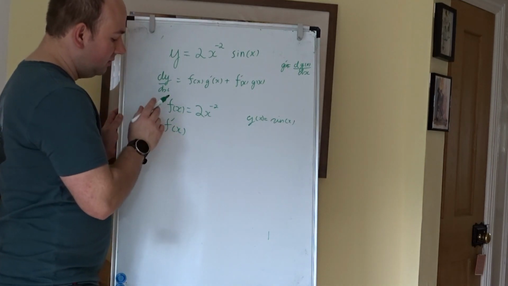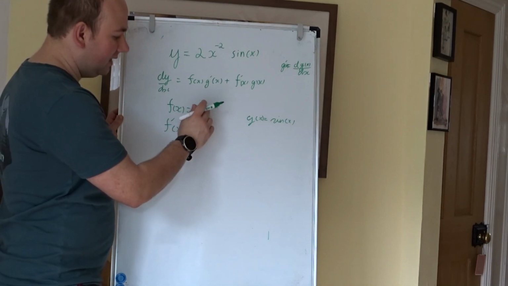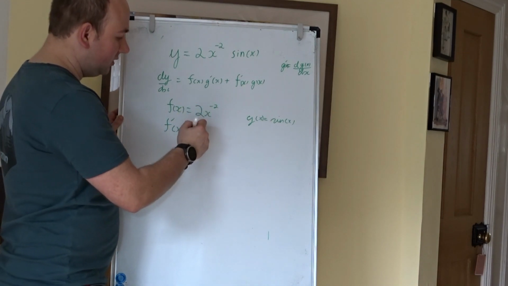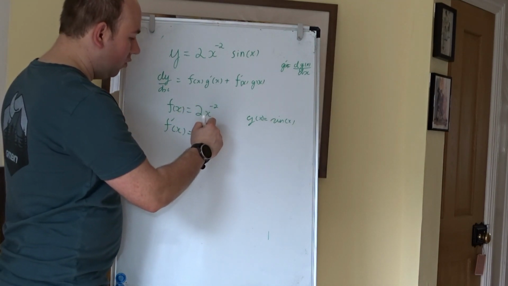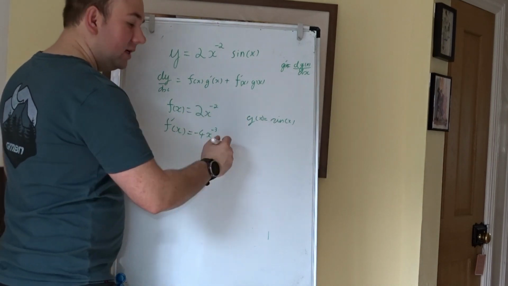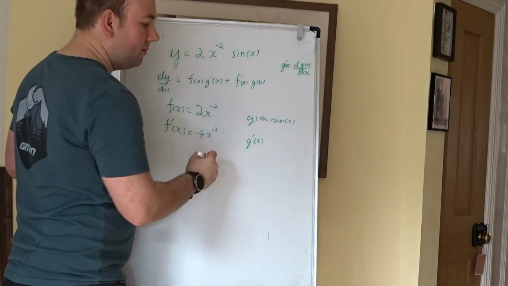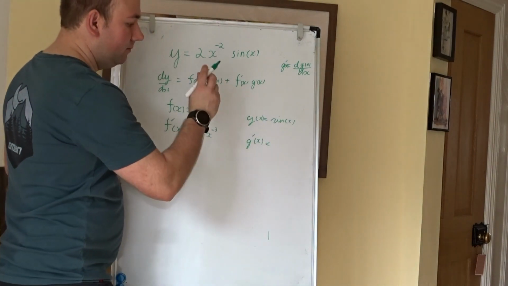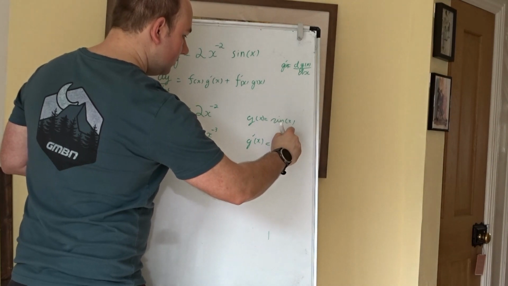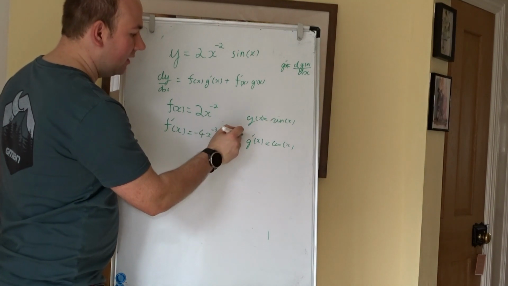Under this I can write my f prime of x. This is my differential with respect to x. So I'm going to differentiate with respect to x. So the minus 2 comes down and multiplies by the 2. So this is going to go to minus 4x to the minus 3. And I'm going to differentiate g of x to get g prime of x, which is equal to cosine of x.